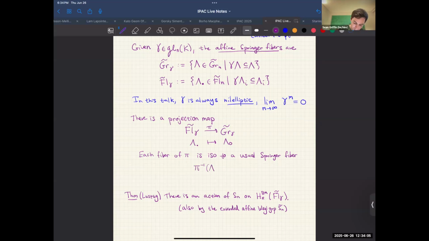So if you take the preimage of some fixed lattice, you're filling in a flag between epsilon lambda and lambda, which means that you're just taking complete flags in a fixed vector space. Then this gamma-preserved condition translates into the fact that when you think of gamma as an operator on the quotient space, lambda mod epsilon lambda, that's a finite dimensional operator, and because of this nil elliptic property, it has to be nilpotent on that finite dimensional vector space.